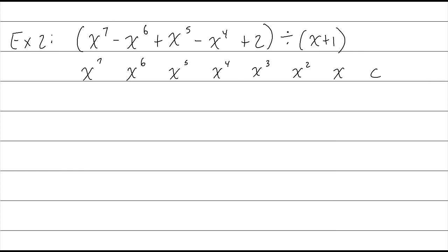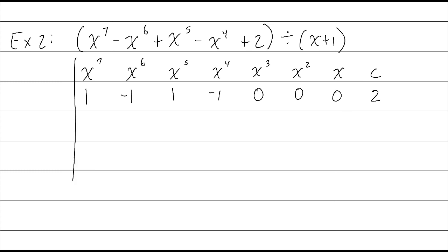Okay, so now when I'm writing the coefficients, right, I know there's a 1 in front of the x to the 7th power. I know there's an understood negative 1 in front of x to the 6th, a 1 in front of x to the 5th, a negative 1 in front of x to the 4th. I don't have an x to the 3rd, so I'll put a 0. And a 0 for x squared, a 0 for x, and a positive 2 for my constant, right? I want to make sure that I account for those. It's really important that I do.